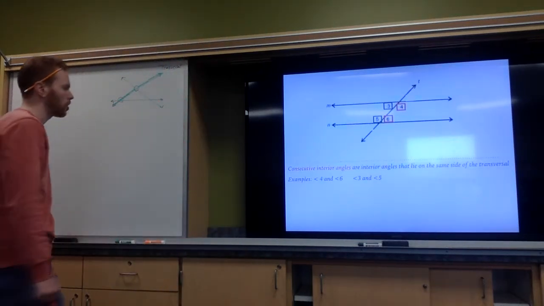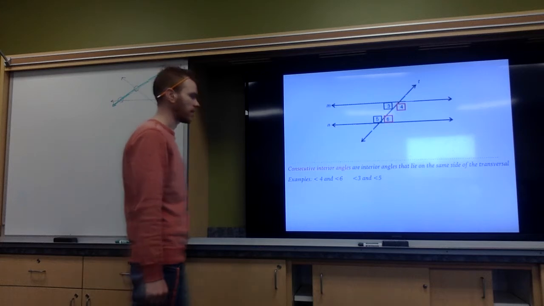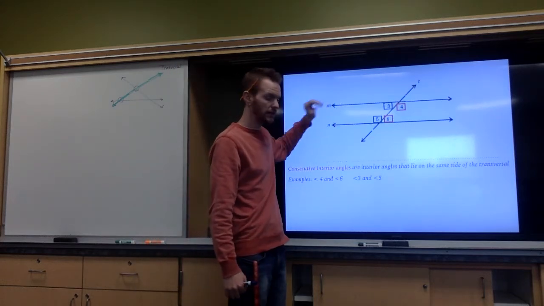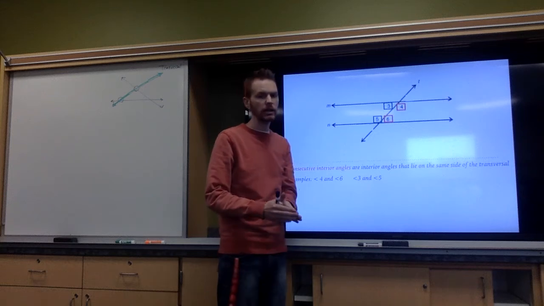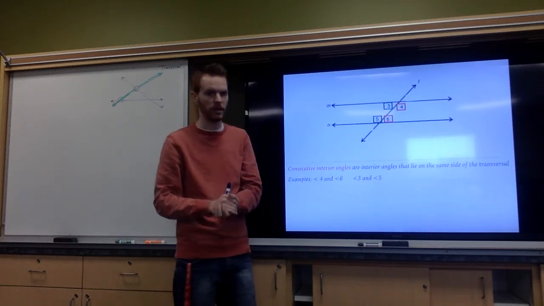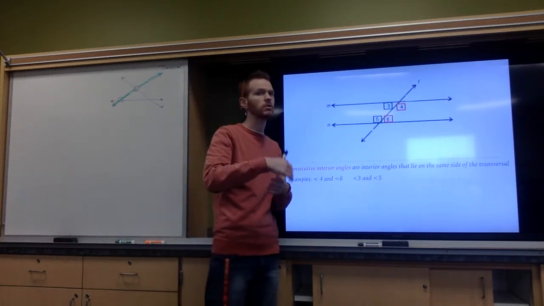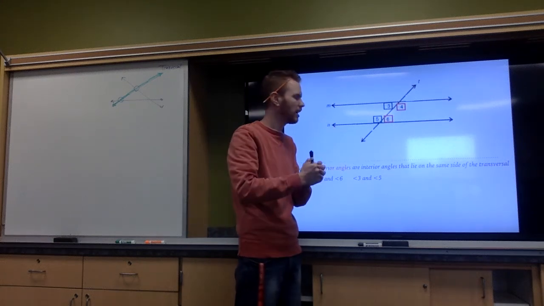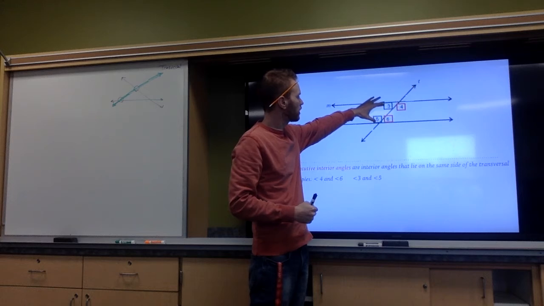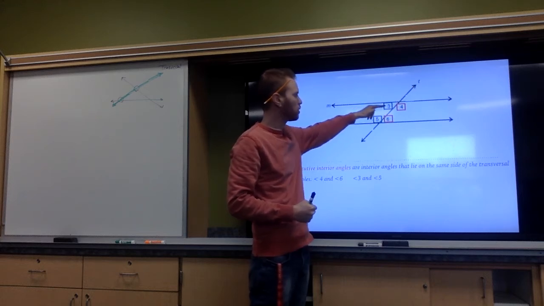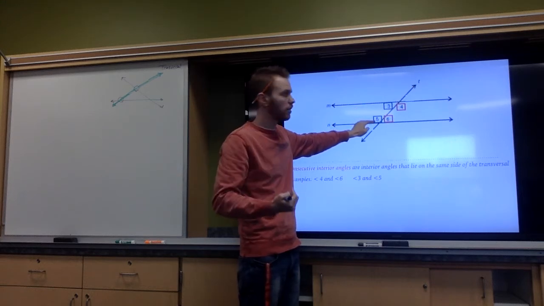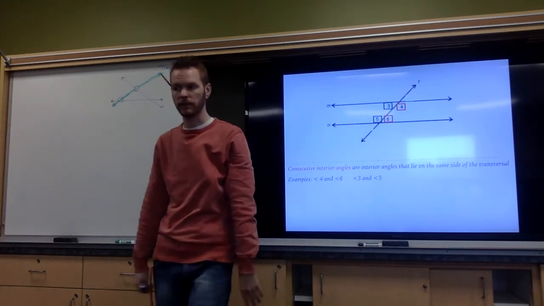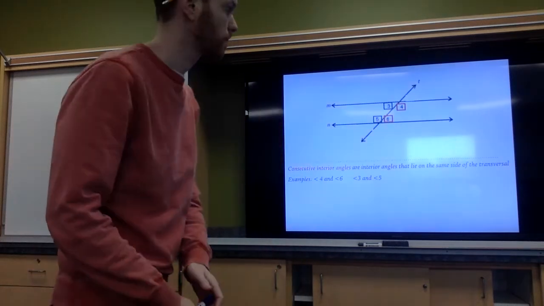Next, we can have what's called consecutive interior angles. So pick this word apart. Interior means we're inside the two lines. Consecutive is one after the next. And when we do this vertically, or just across, I should say. So look at this. 3 and 5 are across from each other. We consider those consecutive interior. 4 and 6 would be the other set of consecutive interior. Okay?